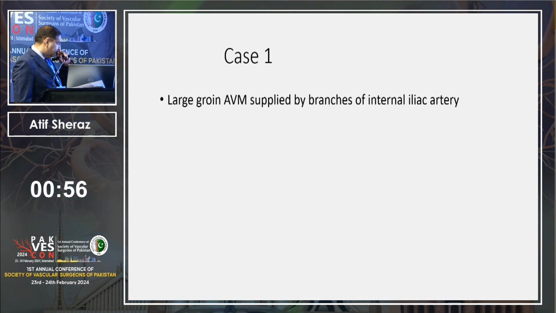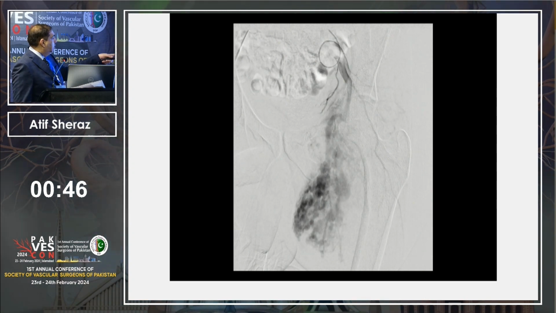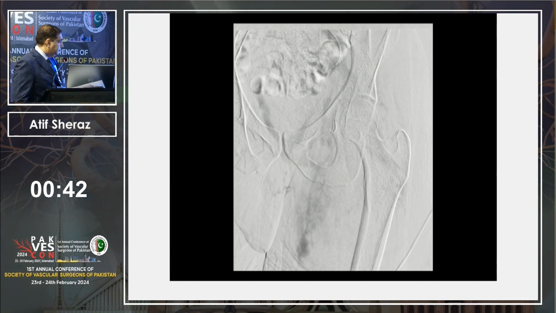So I'll show you some cases. This first case is a large groin AVM supplied by branches of the internal iliac artery. So this is our catheter showing the large AVM and the draining veins.